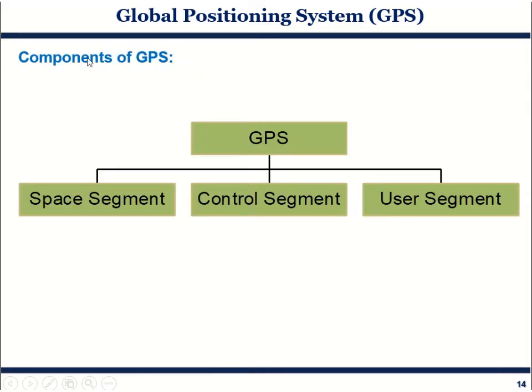Now, how a GPS works, it basically works on the components of GPS. We have three particular components: the space segment, the control segment, and the user segment. So the GPS working will be based on these three segments. Let's start to understand one by one. First of all, let's see what space segment means.